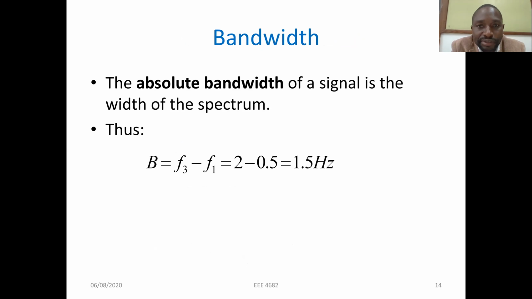Related to frequency spectrum is what is defined as bandwidth. And the absolute bandwidth of a signal is nothing but the width of that spectrum. So if I know the starting frequency and the end frequency, the difference between the start and the end frequency gives you the bandwidth. In this case, F3 minus F1, which is 2 minus 0.5, giving me a bandwidth of 1.5 Hz.